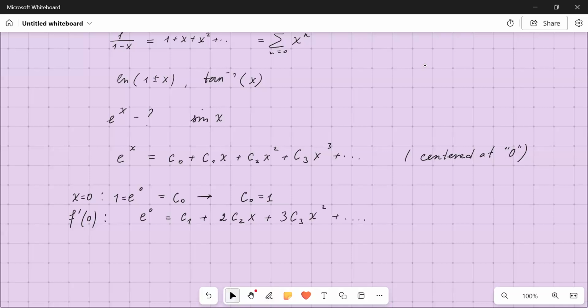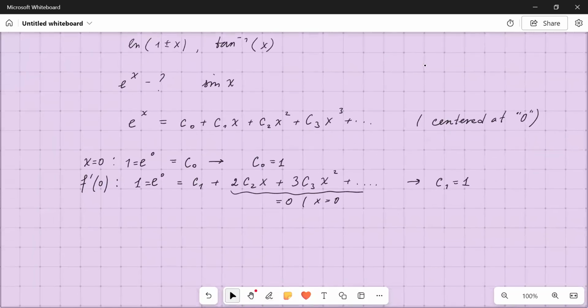And so on. And if I plug in 0 instead of x, all these terms are going to be equal to 0, just because when x equals 0, all of them have x. And e to the power of 0 is again equal to 1. So my c1 is also equal to 1. My conclusion over here is c1 equals 1. I'm going to repeat this process several more times and then give a general formula.